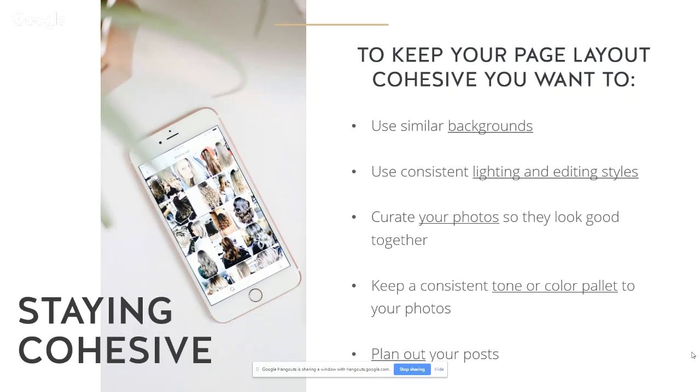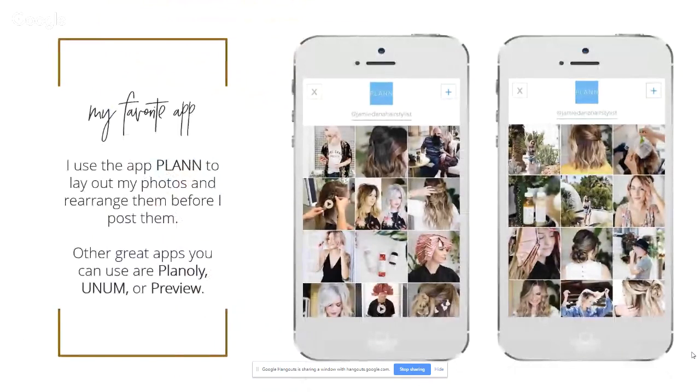And I use an app called Plan to plan out my posts. And I'll give you guys a second to write these down real quick. But by keeping a consistent tone or color palette to your photos and planning out your posts, this is going to be how you keep your page really cohesive. So my favorite app is the Plan app.